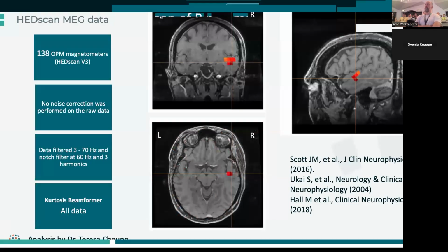And so this is data now from the system I just showed you. In this case, we had 138 magnetometers, and we just took the raw data, we filtered it, and we ran it through a spatial filter reconstruction. It's called a kurtosis beamformer. And what it does is it steps through the voxels and says, with what likelihood did the activity come from this area? And so then in one of these epileptic spikes, you can say, we believe it came from that area. And so that's one of those standard analyses, and this was for an epilepsy patient in this case.